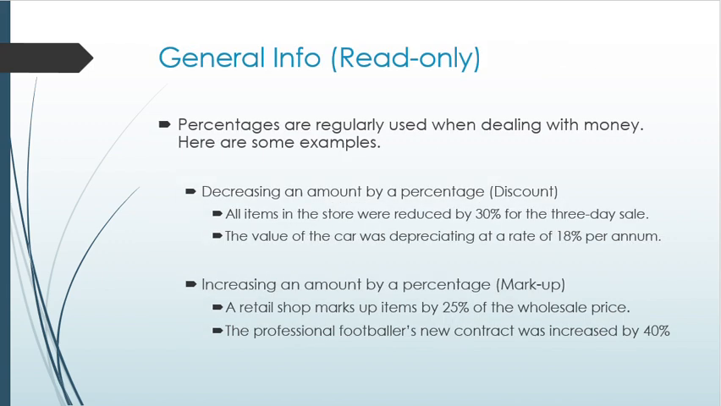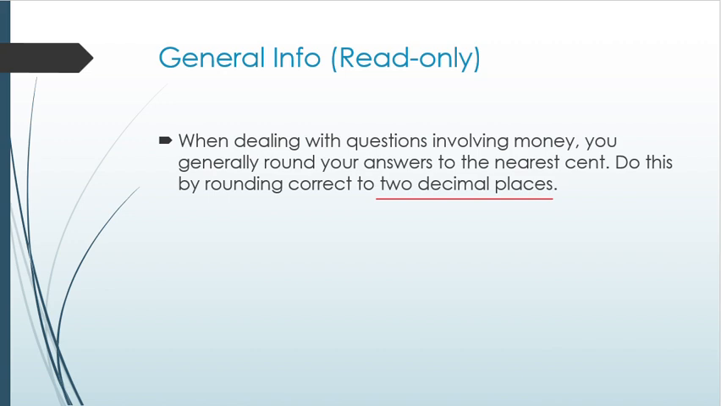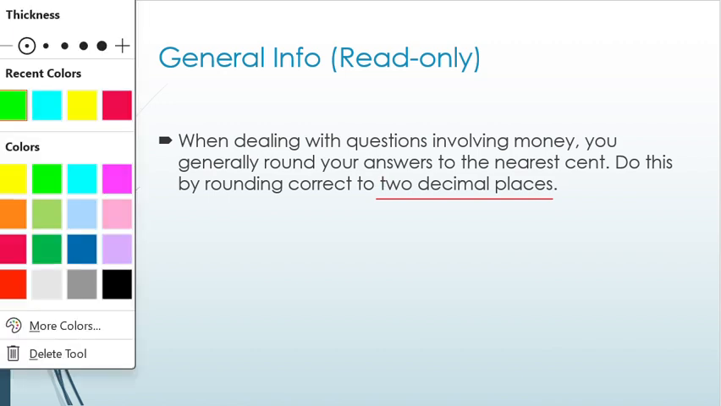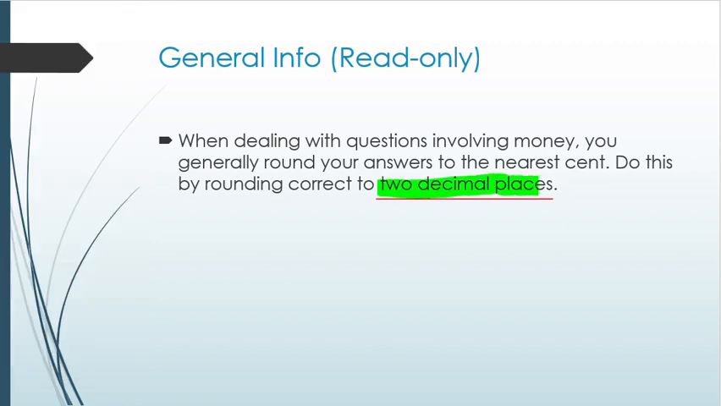So typically in the real world, you would use percentages when dealing with money. It's just easier that way. Some things that you would typically experience is a decrease by an amount, and we would usually label this as a discount, and increasing, and we would typically label this as a markup. Now, when dealing with money, you must make sure that you correct to 2 decimal places. Very, very important. 2 decimal places right here because we're dealing with money.